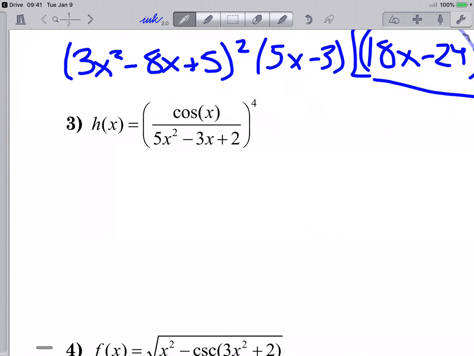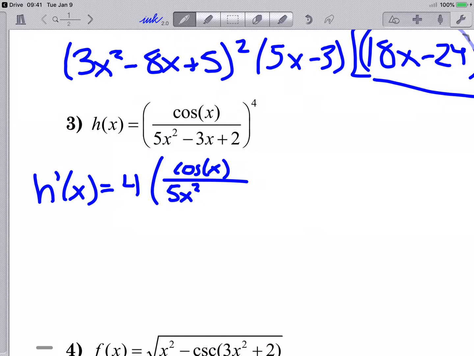Alright, the next one. I've got x being input into cosine, and then I've got x being thrown into the polynomial in the denominator. This is a function divided by a function. That is going to have quotient rule, but all this is to the fourth, so I've got chain rule. So my derivative, which I'm sorry I have not been writing my primes like I should be, I simply do 4, leave the inside exactly the same, drop the power down 1.